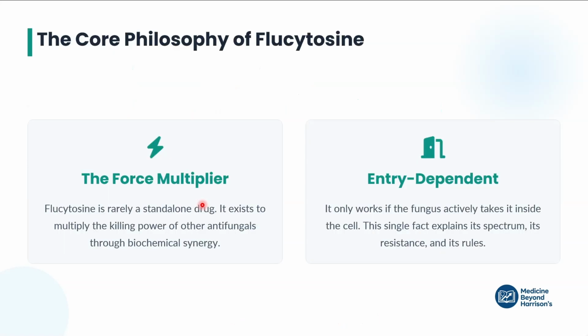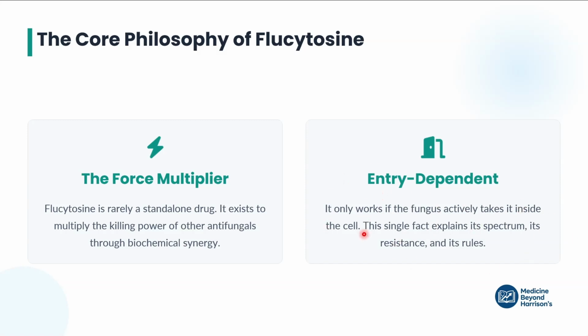So the core philosophy of flucytosine is that it is just a force multiplier. It's always used as an adjunct drug along with another antifungal drug. It is never used as a standalone drug. It exists to multiply the killing power of other antifungals. So it is entry dependent. It only helps when the fungus actively takes it inside the cell. This single fact explains its spectrum, its resistance and its rules.